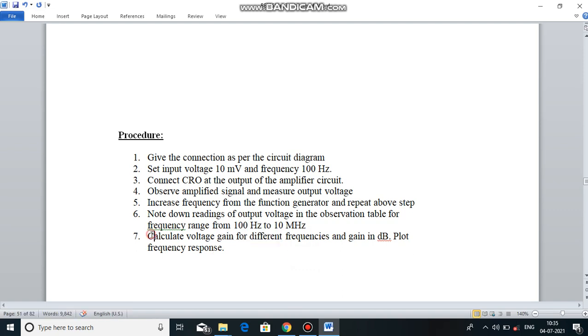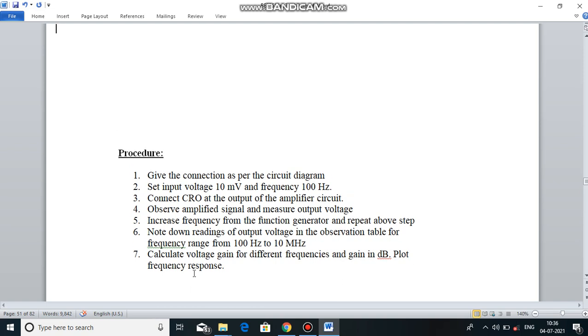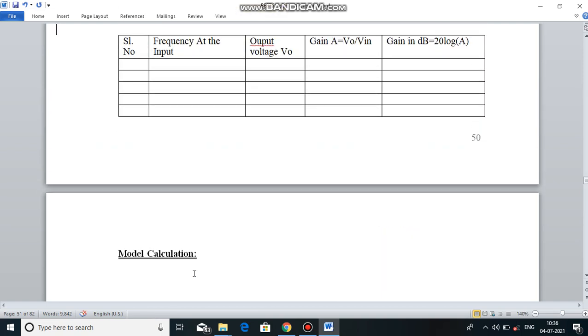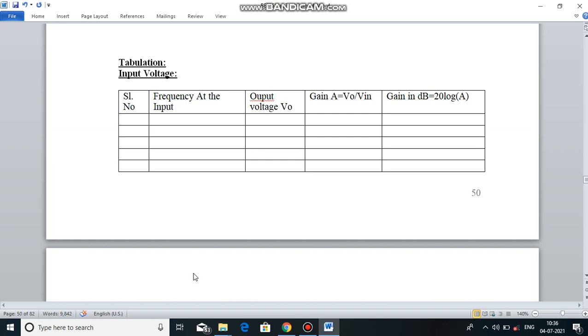Then you have to calculate the voltage gain for the different frequencies. Then you have to plot the frequency response. This is the way you have to conduct the experiment for the CE amplifier. Now let me show you the tabular column. This is the tabular column for this circuit.